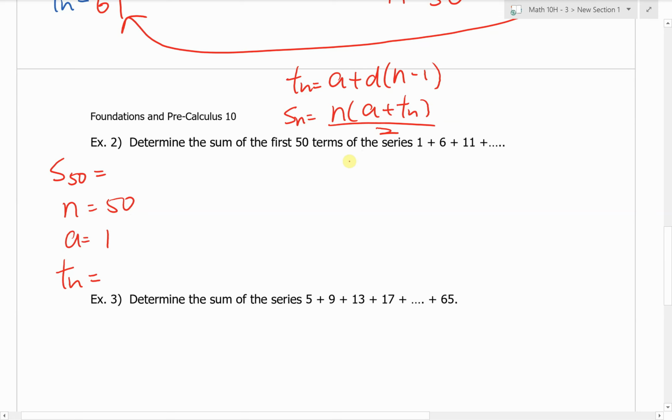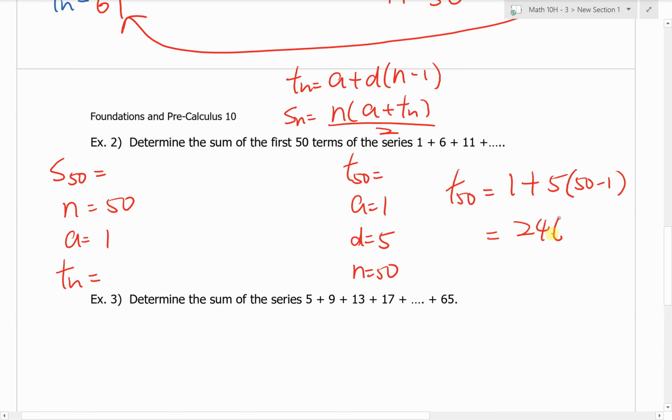So we need to use the tn formula as well here. We're looking for t50. We do know a is 1, we do know the difference is 5, and we do know n is 50. Therefore, we can find t50 by using the formula: 1 plus 5 times 50 minus 1. This is 49, so 245, 246. So this is 246.